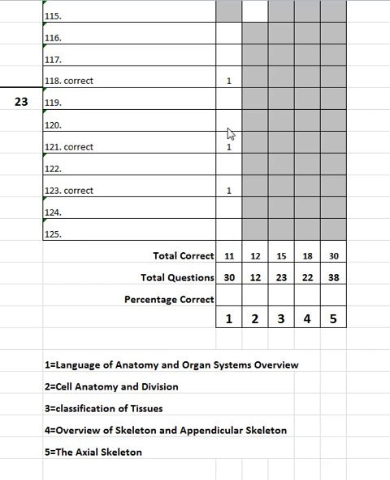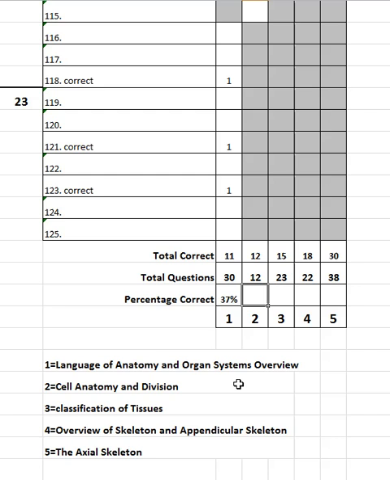Okay, so let's say I have counted up all of my ones in each column and I've placed them here. So for example, for column 1, I got 11 correct answers out of 30. Now I want to make sense of this information by converting my correct answers to a percentage correct. And to do that, I'll take the total correct and I'll divide it by the total number of questions. So I'm going to do that now. So if I take 11 divided by 30 times 100, that's 37%.